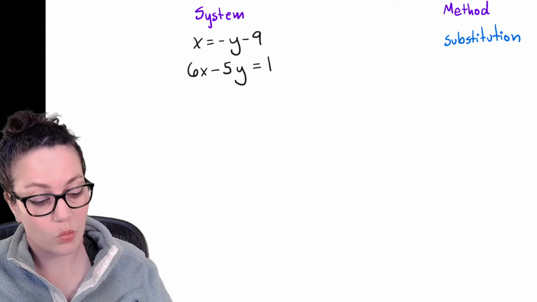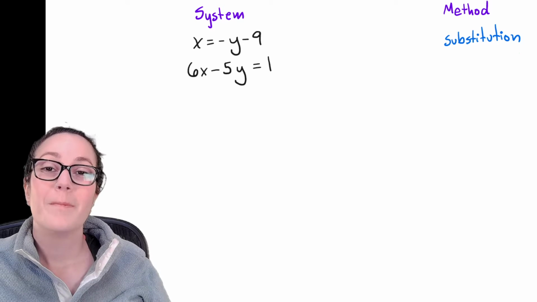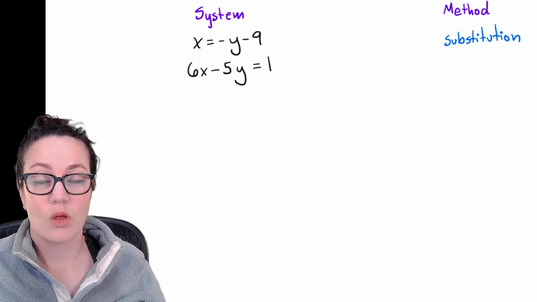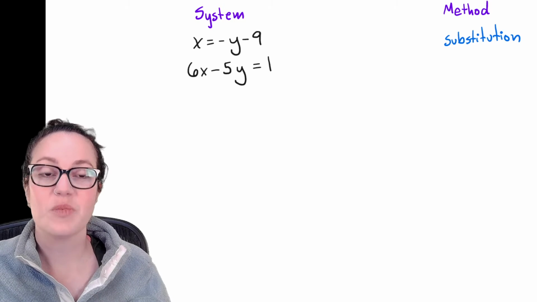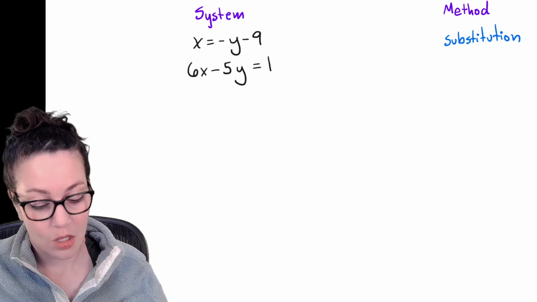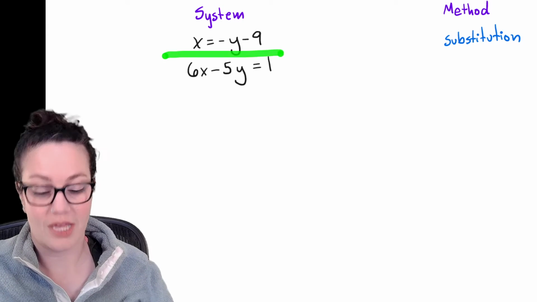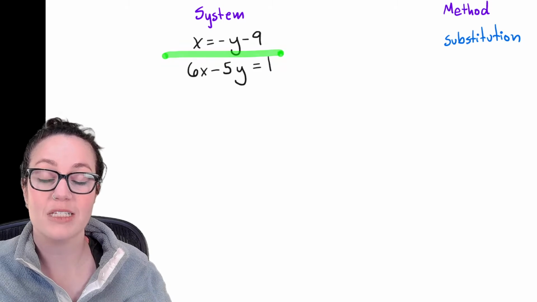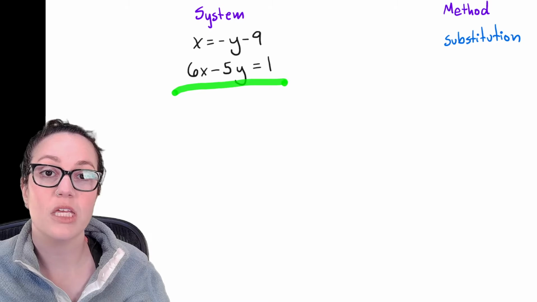So once again, we're going to be using substitution. But this time, our expression is going to be a little more. There's going to be a little more to it. We're going to start in the same way as we did last time. We'll look at our equations. X equals -y minus 9. And 6x minus 5y equals 1.